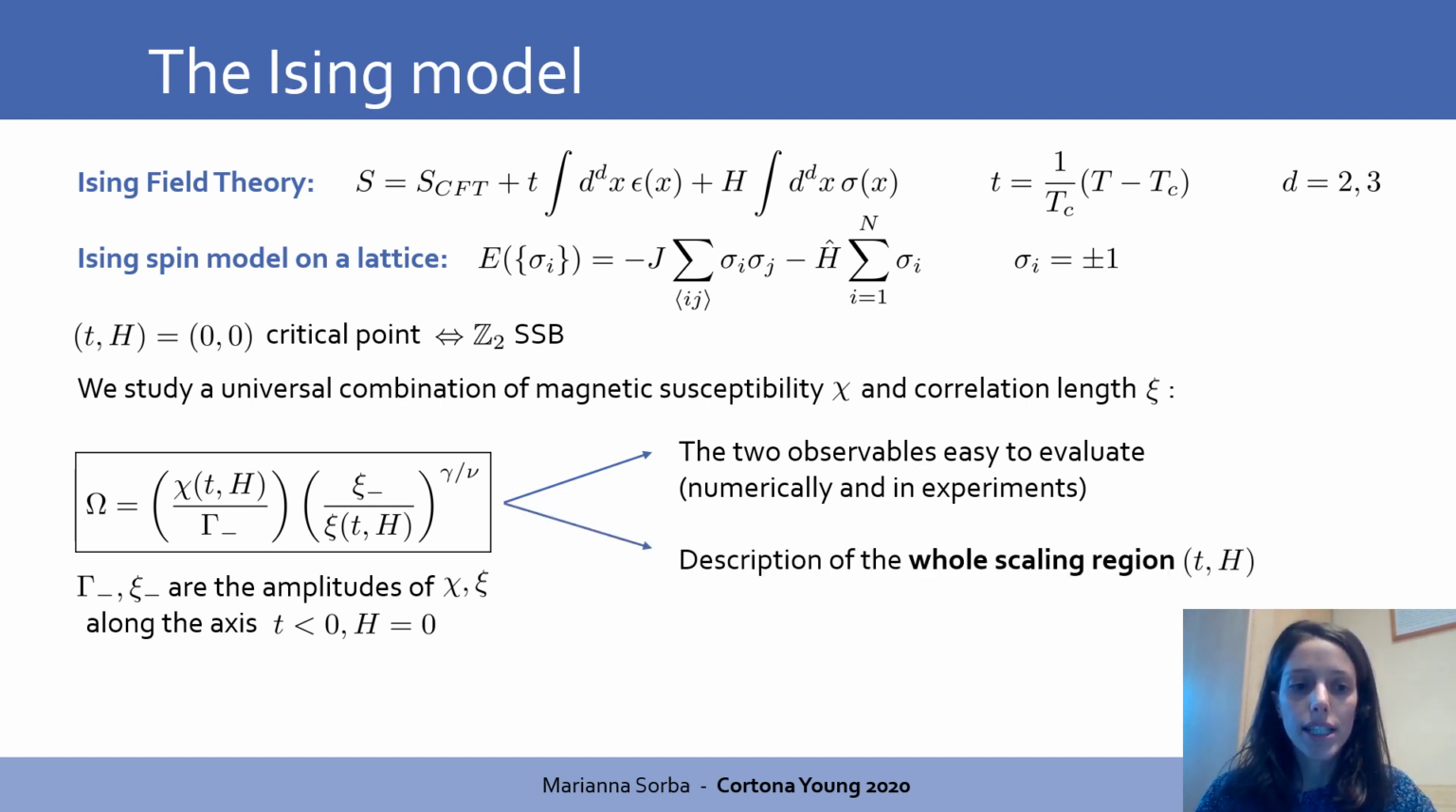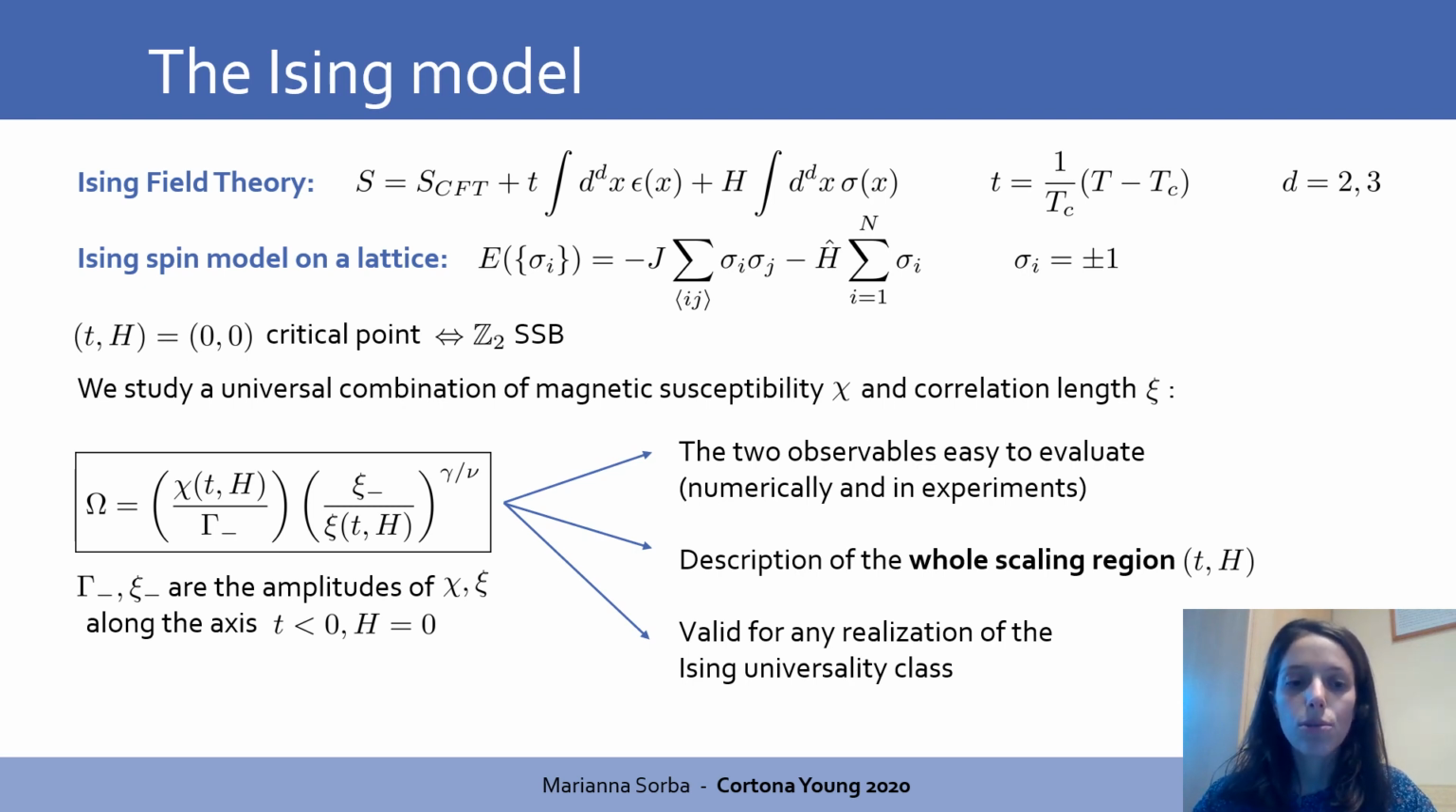Second, we see that this definition of omega depends on both temperature and the magnetic field, so it gives a description of the whole scaling region, while the usual universal amplitude ratios and the critical exponents are defined just at the critical point. And finally, since it is a universal quantity, our results will be valid not only for the Ising model, but for any physical realization of the Ising universality class. And in particular, we will concentrate on some examples in the context of high energy physics.